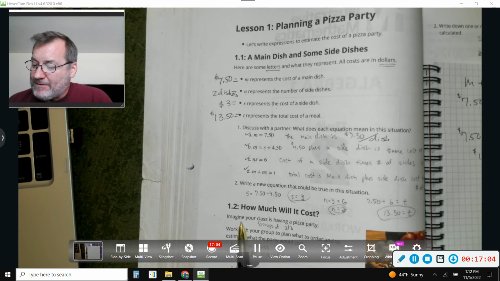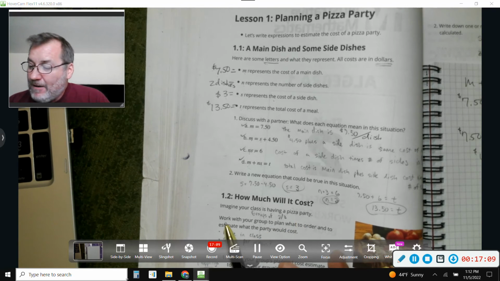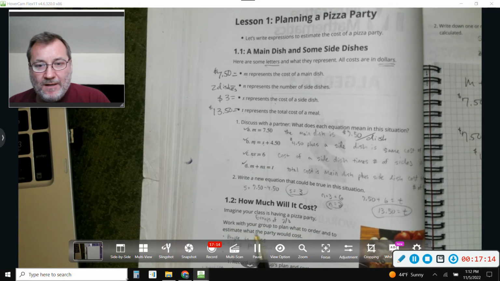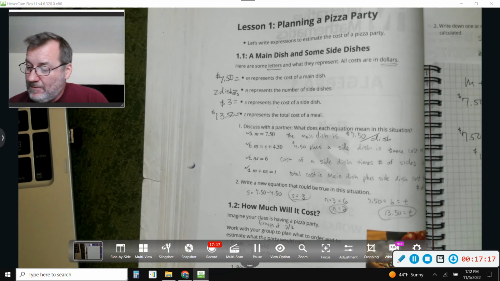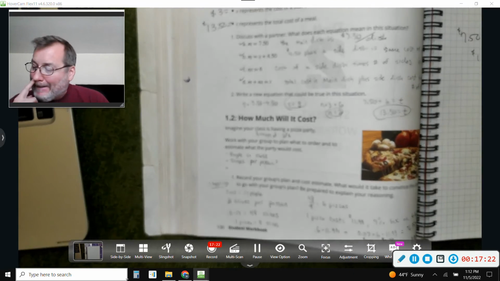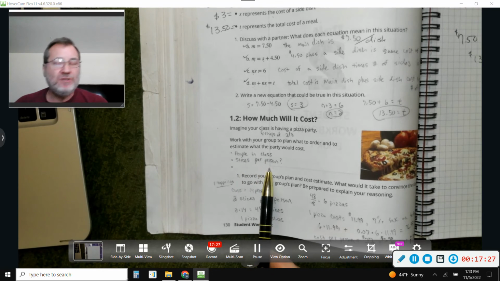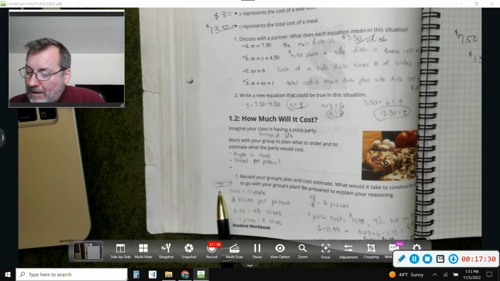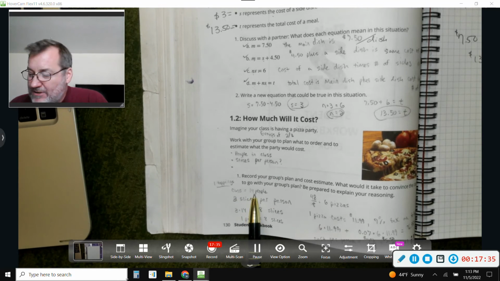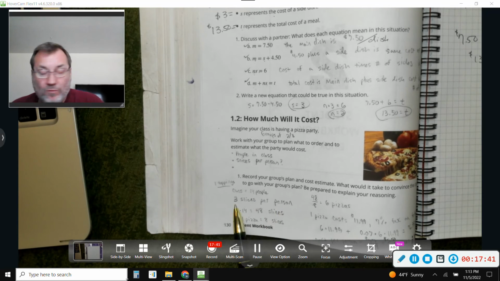How much will it cost? Imagine your class is having a pizza party. Work with your group to plan what to order and to estimate what the party would cost. All right? So this was something that we did in class. We had to figure out the number of people in the class, and how many slices per person we're going to have. And then for the toppings, you might have like 14 people. In your case, it would be 7. You figure like 3 slices per person. Could be 4. Whatever you plan.